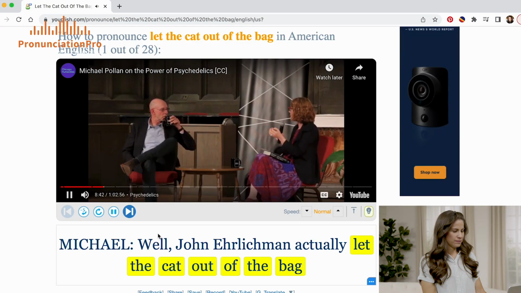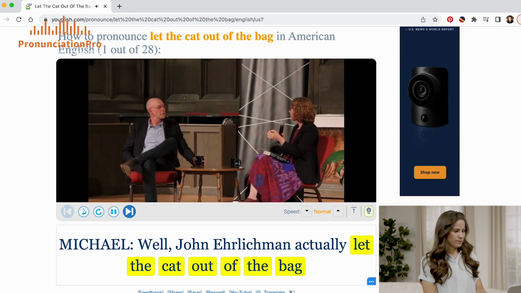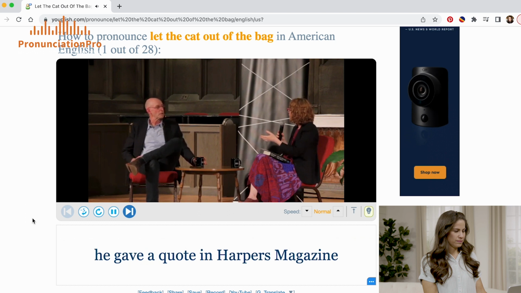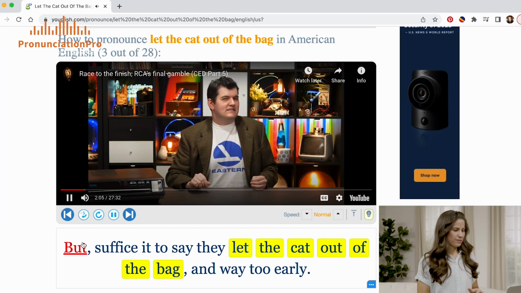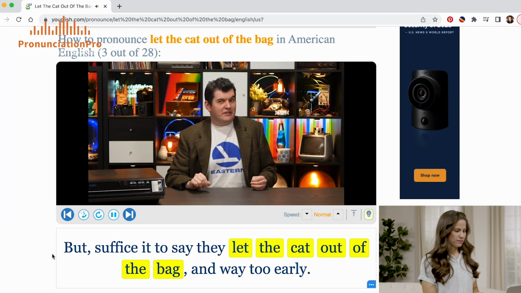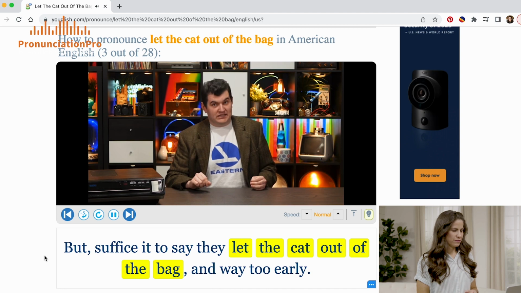Anti-war movement. Well, John Ehrlichman actually let the cat out of the bag. He gave a quote in Harper's Magazine. He let the cat out of the bag. He revealed that secret. He told the secret and let everybody know. Okay, interesting. Wild, but suffice it to say, they let the cat out of the bag and way too early. They told people before they were ready, right?